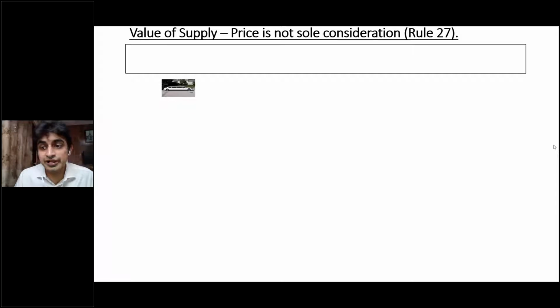So stock transfer we can do at 90%. All the stock transfer we can do it at 90%.